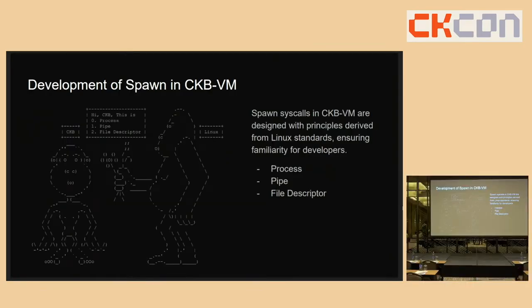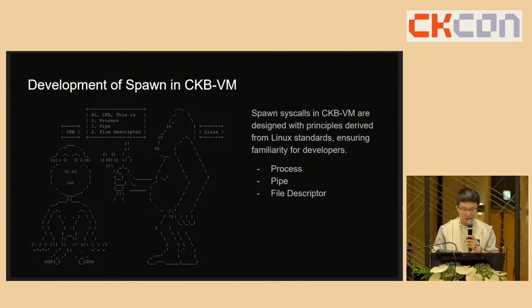The Spawn family of syscalls in the CKB VM is inspired by the Linux standard, providing developers with an efficient way to create processes. As a result, it uses familiar terminology like process, pipe, and file descriptor. To avoid any confusion between processes in the CKB VM and those in an operating system, let me clarify what processes in the CKB VM refer to.